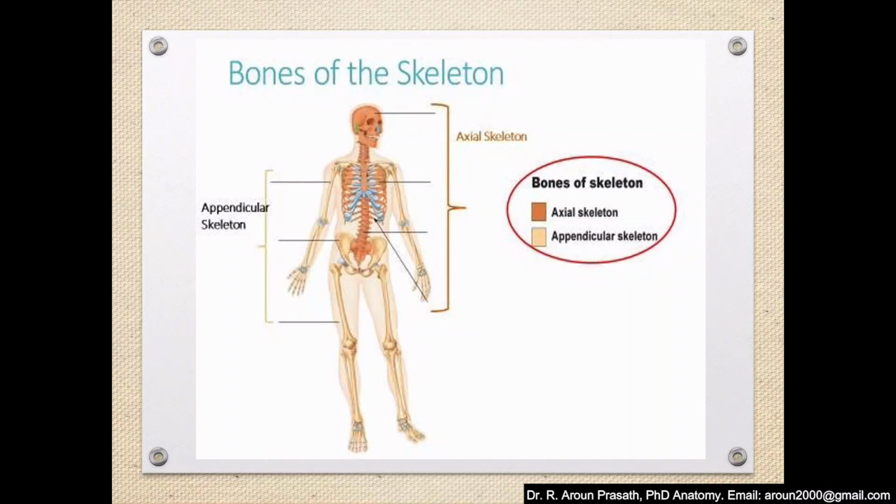What you see here, the brown colored area, is the axial bones. It includes the cranium, vertebral column, and the ribs, 12 pairs of ribs. The appendicular skeleton in the upper limb starts from the clavicle and the scapula and goes all the way up to the phalanges. Likewise, in the lower limb it starts at the innominate bone, the pelvic bone, and goes up to the greater toe. These are all the bones of the appendicular skeleton.